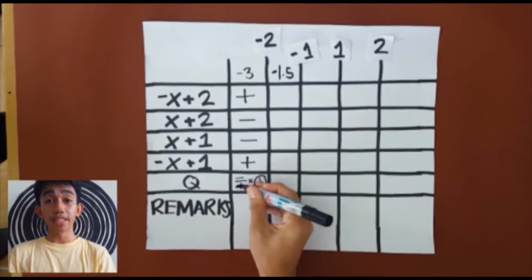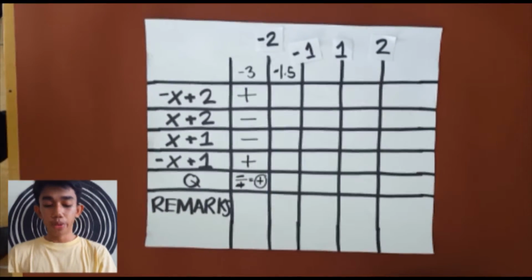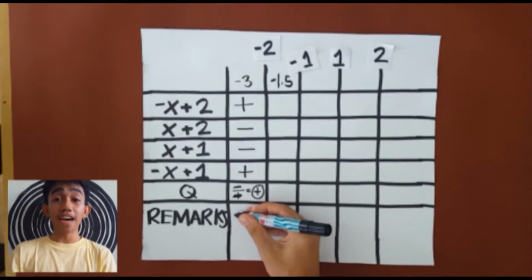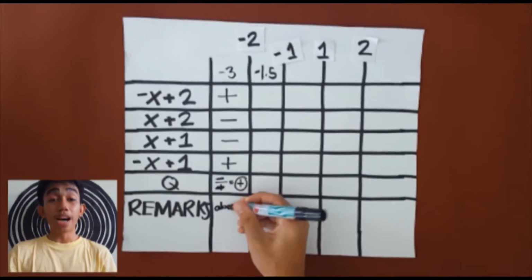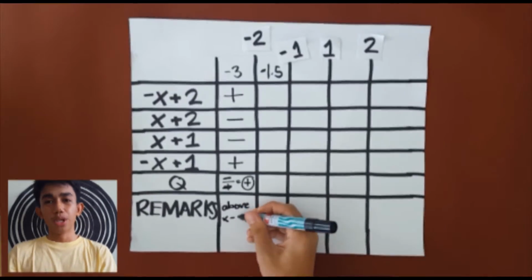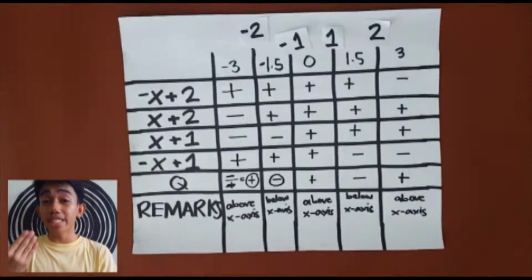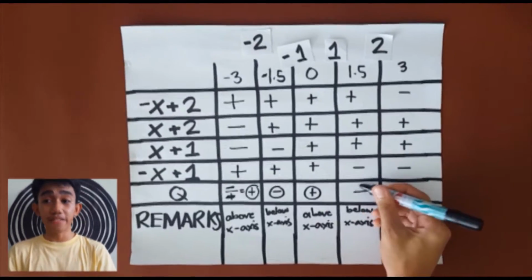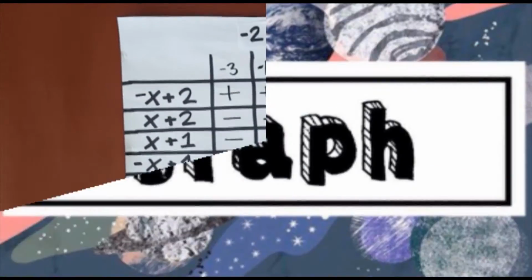Thus, the quotient, which is positive, will tell us that this part of the graph, the one on the left of negative 2, would be above the x-axis. So all you need to do is to do the same process on the other values. So, negative, positive, negative, positive.